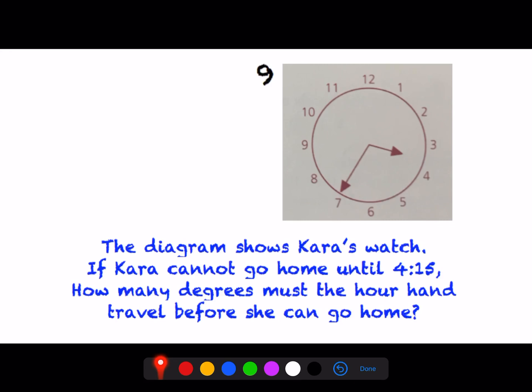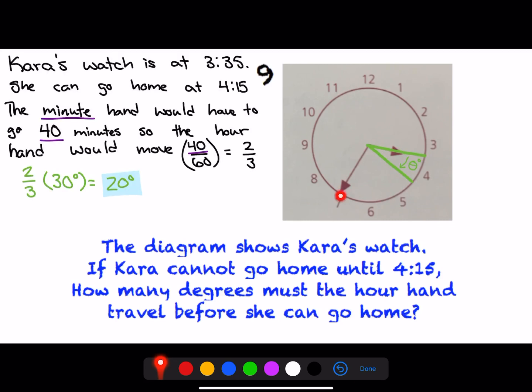All right, looking at this one. Kara's watch is currently at 3:35. And she can go home at 4:15. That means that the minute hand has to travel 5, 10, 15, 20, 25, 30, 35, 40 minutes.